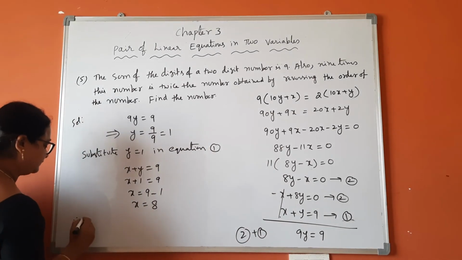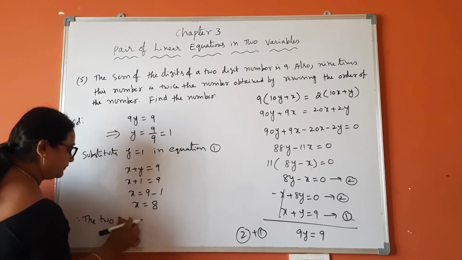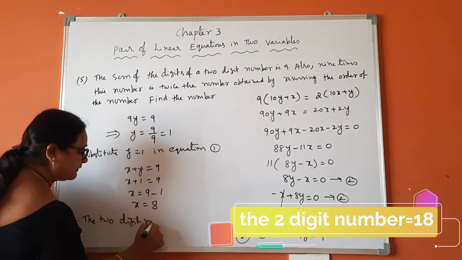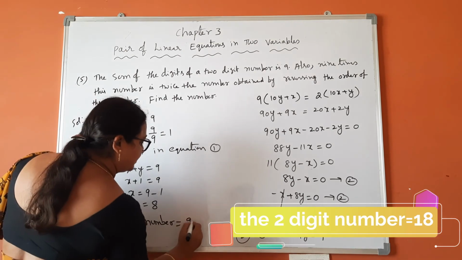Therefore, the two-digit number is equal to 98.